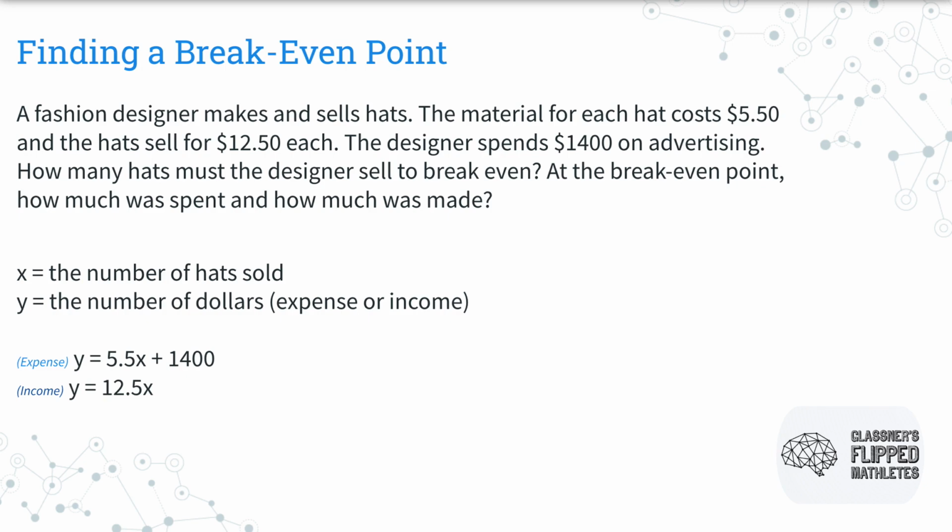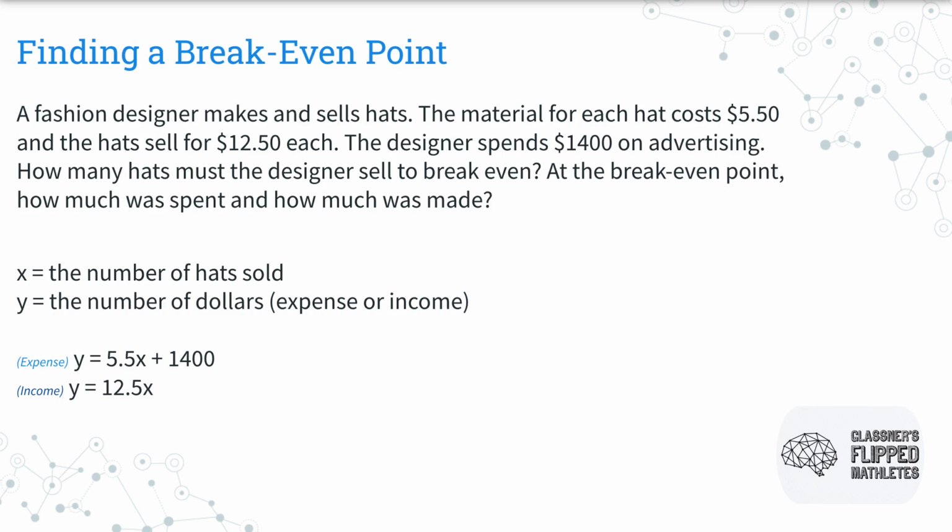So our expense equation, what did we spend? Would be the number of dollars equals 5.5 per hat, because the material costs $5.50 per hat, and we spent $1,400 on advertising. So between the materials costing 5.50x and the advertising costing $1,400, we add those together. That will tell us the total amount we have already spent. Our income, the amount of money we get for selling the hats, is 12.50 per hat, so 12.50x.